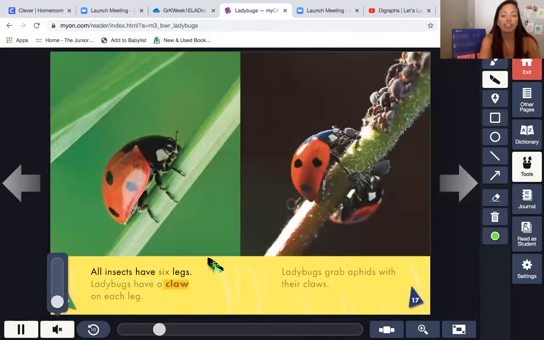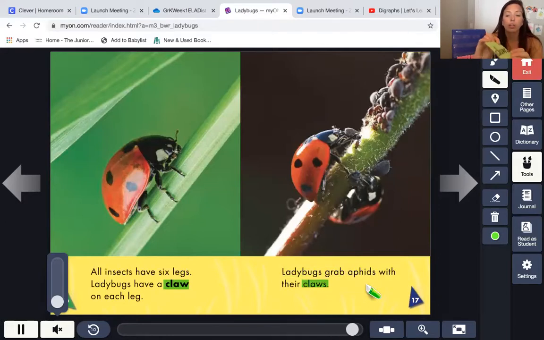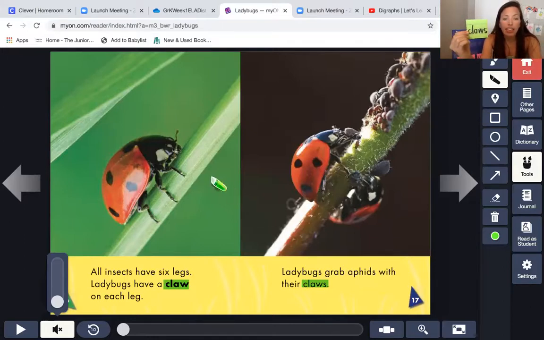All insects have 6 legs. Ladybugs have a claw on each leg. Ladybugs grab aphids with their claws. So there's our word claws. And it's telling us that these are their little claws that they have on each of their legs. And that those claws are helping them to grab onto things. What are they grabbing onto?